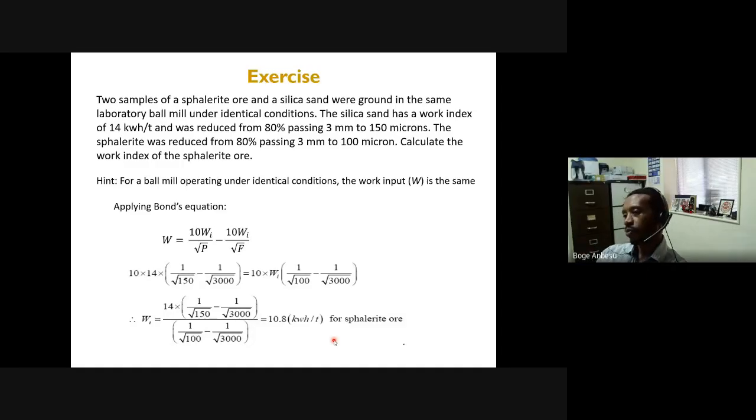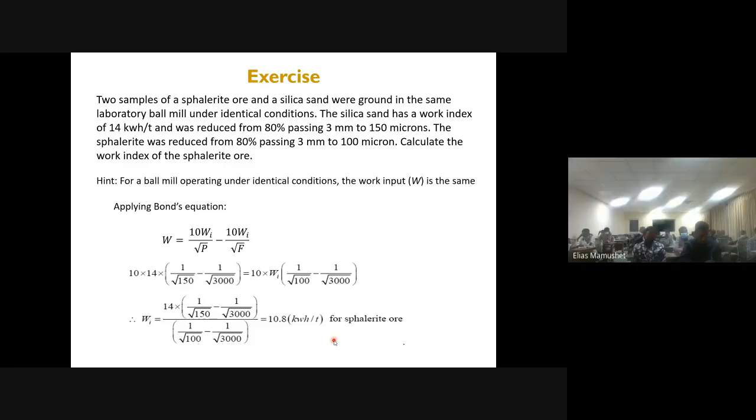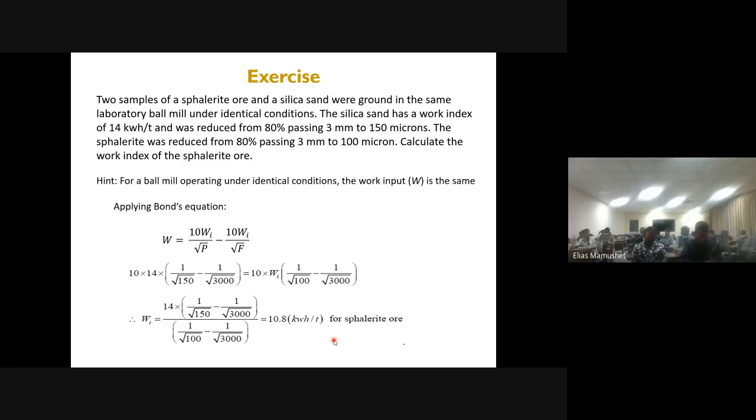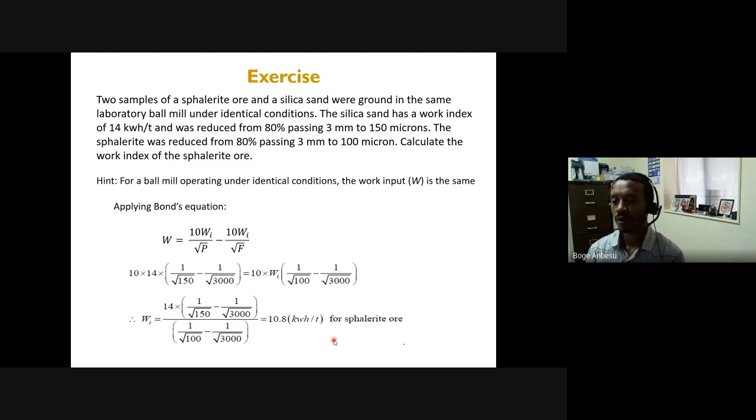So then based on what you have just calculated, the work index for sphalerite is about 10.8 in comparison to silica, which has about 14. Okay, so you can say that the sphalerite ore is softer in comparison to the silica sand. So you can already predict grinding is probably going to lead to less energy consumption. And on top of that, you are actually producing a finer product, which is about 100 micron compared to 150 micron for the silica sand.